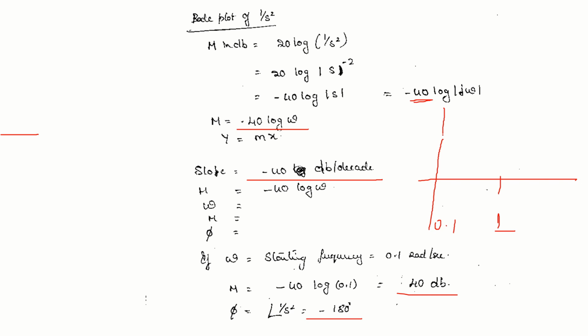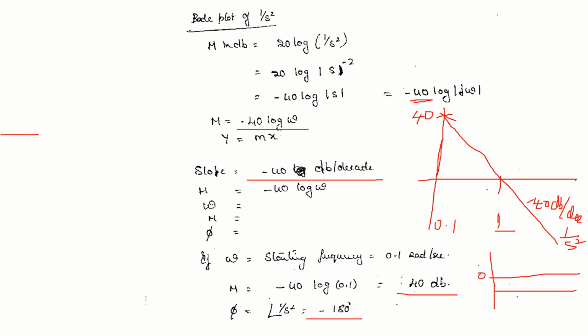Now the magnitude is, when omega is 0.1, 40 dB. Take 40 dB. Minus 40 dB per decade. Join these 2 points and produce. On this you write minus 40 dB per decade. And this is a plot of 1 by S square. And angle of this will be, this is 0, minus 90, minus 180. This is minus 180 plot. Angle of 1 by S square.